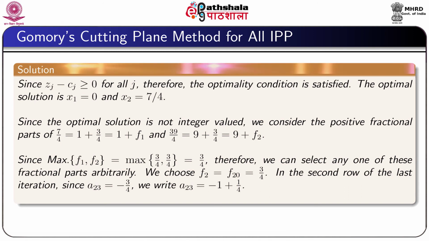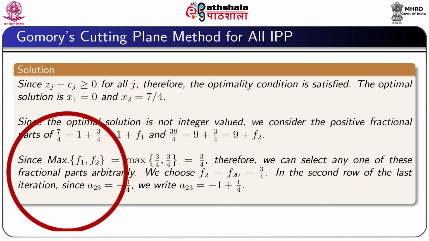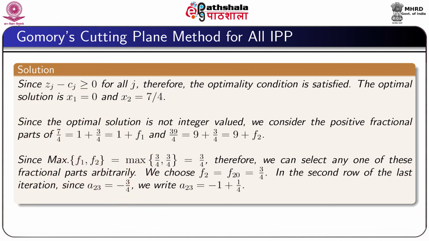we consider only the fractional part of x2 equal to 7 by 4, which can be written as 1 plus 3 by 4, which is equal to 1 plus f1. And similarly, 39 by 4 can be written as 9 plus 3 by 4, which is equal to 9 plus f2. Since maximum of f1, f2 is equal to maximum of 3 by 4 and 3 by 4, which is equal to 3 by 4, we can select any one of these two arbitrarily. We choose f2 equal to f20 equal to 3 by 4.